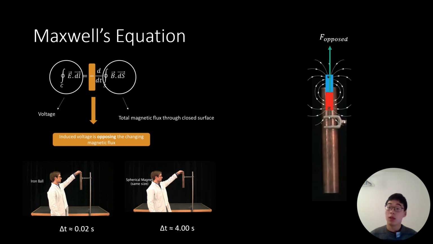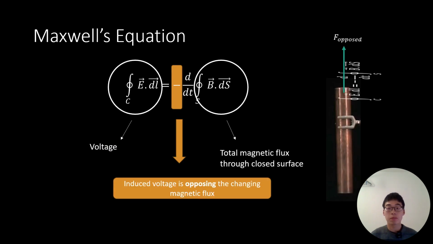It's opposing the changing of the magnetic flux. So this magnet tries to change the magnetic flux across this copper tube, so the copper tube will resist against it by creating a force opposite to it. So that's where this minus sign is coming from. This equation can also be described as Lenz's law.